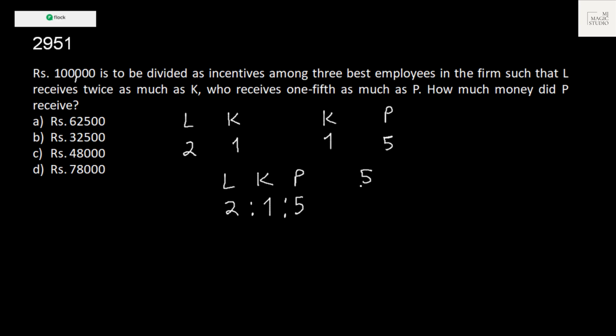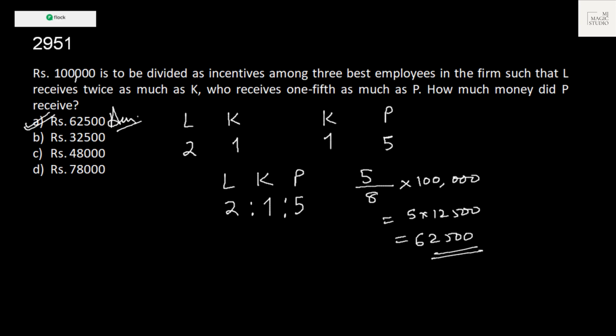How much money did P receive? P received 5 part out of 8 of 1 lakh. That is 5 into 12,500. That would be 62,500 is the money received by P. Option A is the pick.